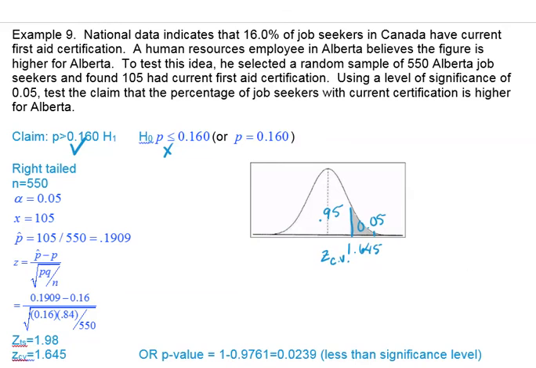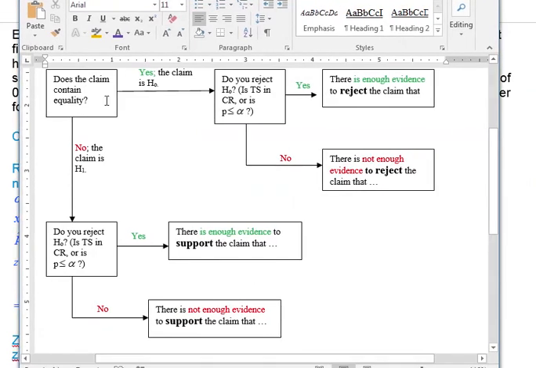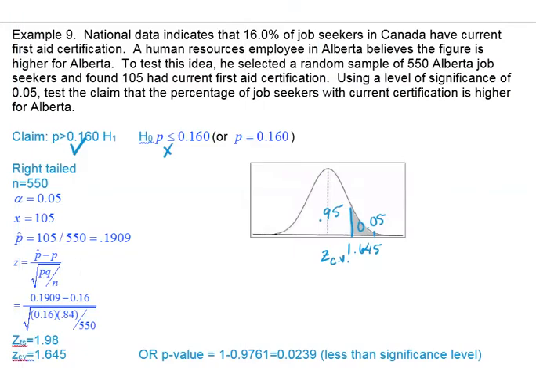And remember, we can do that through our flowchart as well. Right, so our claim did not contain the condition of equality, so we said no. Do we reject the claim? We just said yes. So our final statement should say there is enough evidence to support the claim.